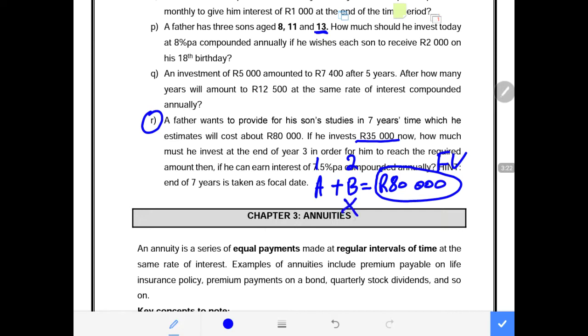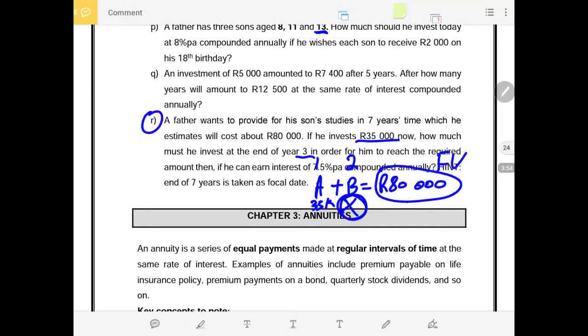We don't know how much must be invested here, whereas for investment number 1, we know that 35,000 is available. What we are looking for is the unknown investment that must be invested at the end of year 3, which will start earning interest in year 4, year 5, year 6, year 7. So will it be 5 years? Yes, it will be 4, 5, 6, 7. It will be 4 years, for the next 4 years.